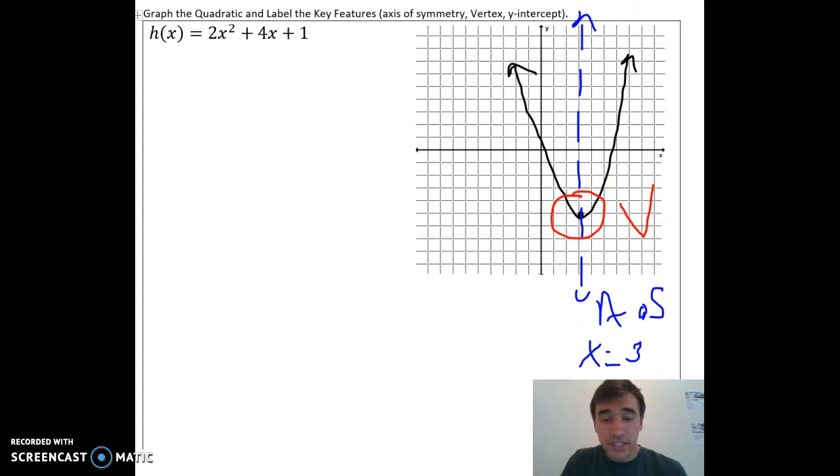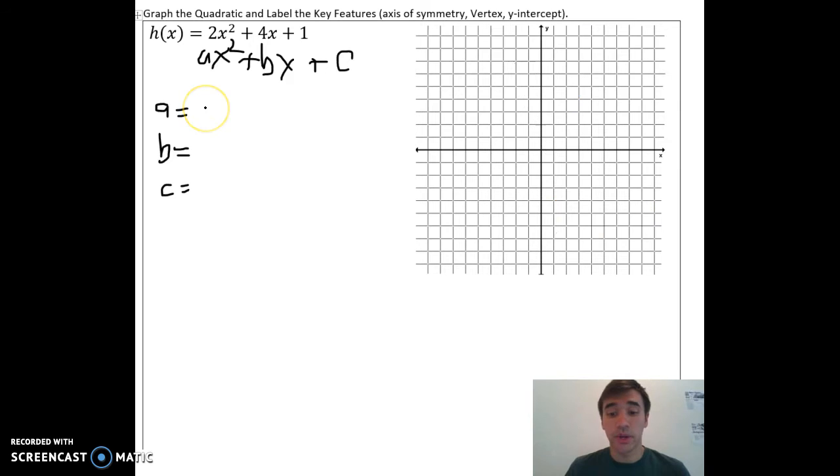Now we need to actually find these things for this equation. So make sure you have some blank paper. We're going to start by writing what a, b, and c are. So pause the video, write what a, b, and c are. If you remember how to find the vertex, start doing that now. So check your work against mine.